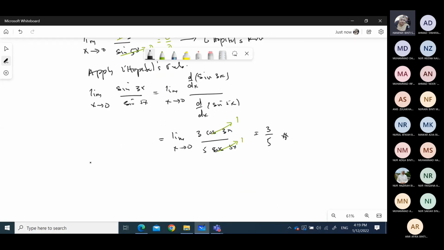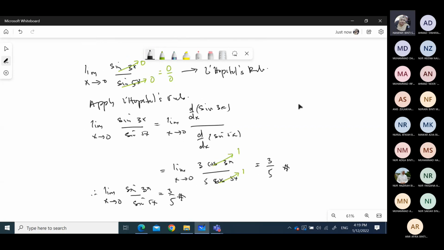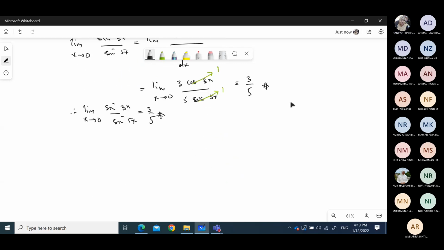So jawapan dia adalah, dapat tak 3 over 5? Dapat. Dapat. Okay, very good. So limit x approaches to 0 for sin 3x over sin 5x equals to 3 over 5. Okay, very good. Ada soalan tak? Any question? Ada. Okay, ada. Bagus.